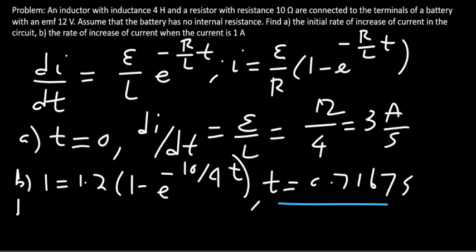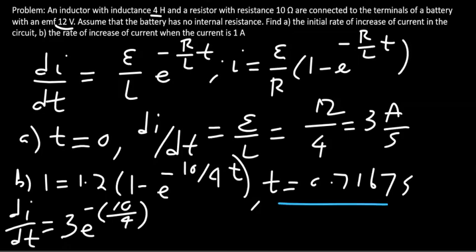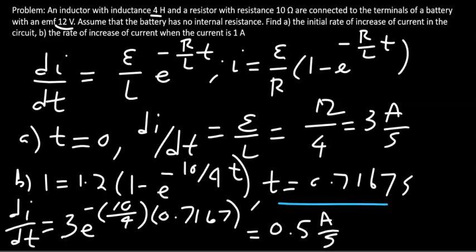And when you do that, you get di dt equals EMF over L. So EMF is 12, L is 4, so that's 3, times e to the power minus R is 10, L is 4, so minus 10 over 4 times time, which we have just determined, 0.7167. And that's going to give you 0.5 ampere per second. And that solves the problem.